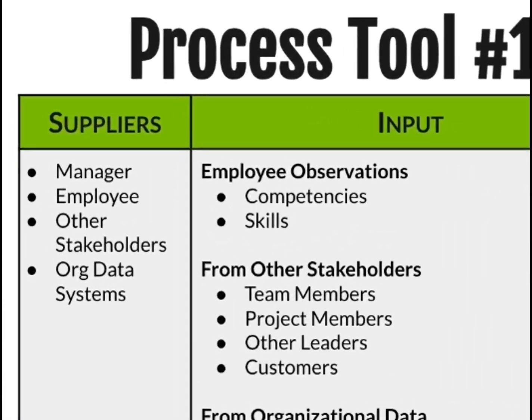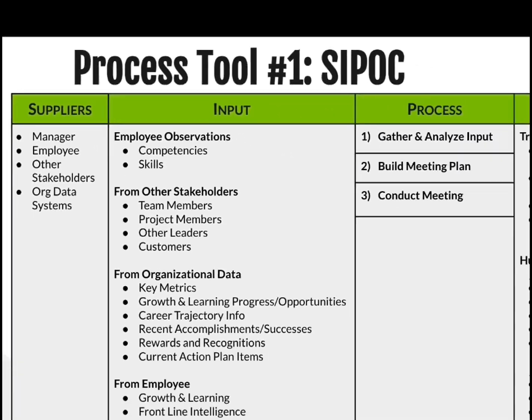Let's start with the supplier. This is the person who supplies the input into the process. For a one on one, the manager is typically gathering and will analyze the information relevant to the one on one meeting, but the information itself typically comes from other suppliers, including the employee, other stakeholders, and organizational systems.